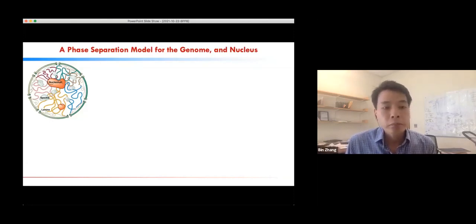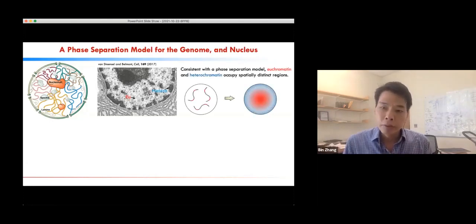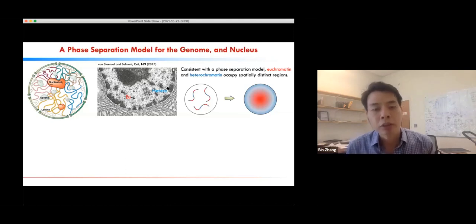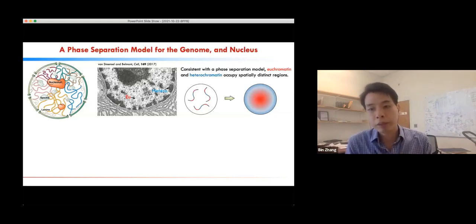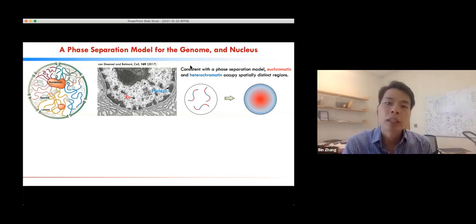For example, in the EM image of the eukaryotic genome, there are two types of chromatin that occupy spatially distinct regions. There is euchromatin in bright and heterochromatin in dark colors. And this organization is reminiscent of, or consistent with, a picture of block copolymer phase separation as shown here.